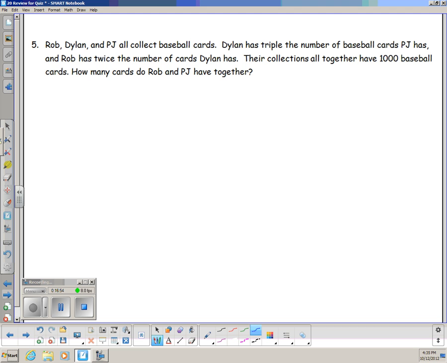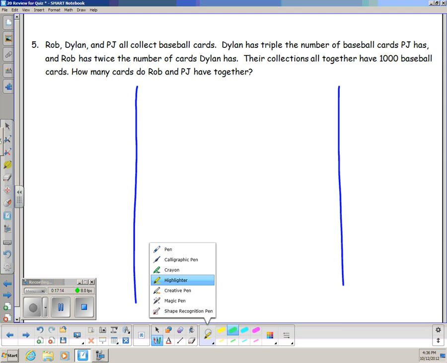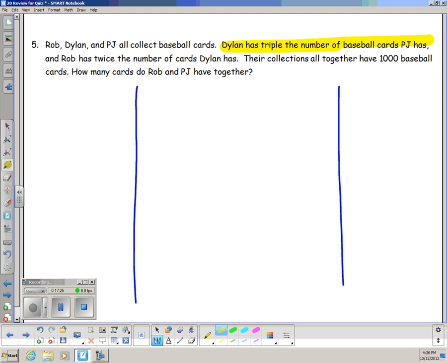All right. Number 5. Rob, Dylan, and PJ all collect baseball cards. So I'm going to do my word problem, my 3-column setup. Dylan has triple the number of baseball cards PJ has, and Rob has twice the number of cards Dylan has. I need to read this and know when to stop. Dylan has triple the number of baseball cards PJ has, and I stop right there because I got to a comma and an "and." This is a piece of information.